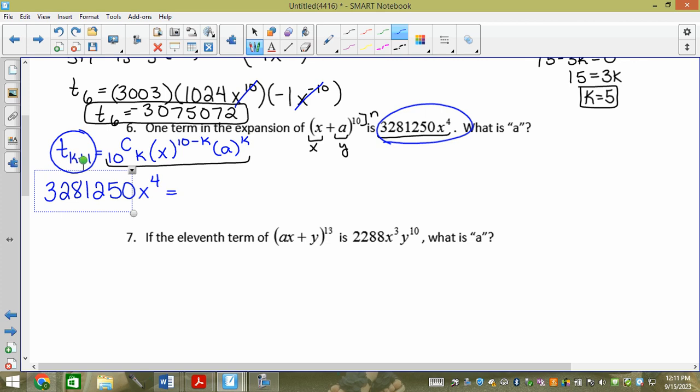Do we know what k has to be? Do we have any idea what k should be in order to get a term that has an x to the 4 in it? Yeah, 6. Why? Because when I put 6 into here, 10 minus 6 is x to the 4, right? And when we put 6 in for one k, it goes in for all k. So if you can find k in one spot, you're golden, because it's going to be 6 in every spot. So 6 here, right? So we're going to get 10C6 x to the 4, a to the 6.